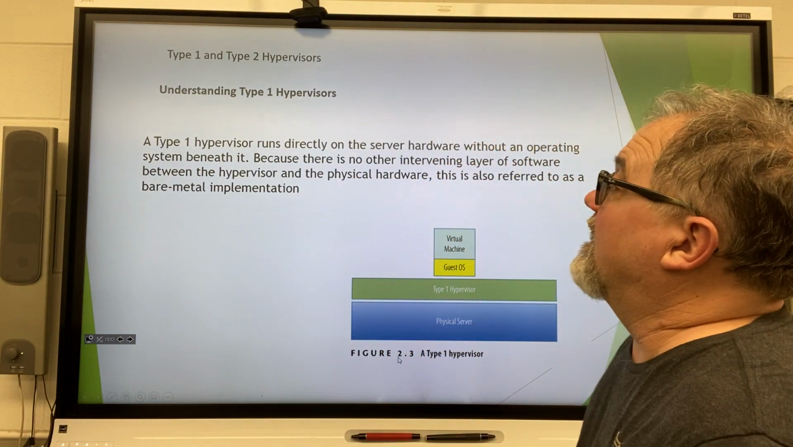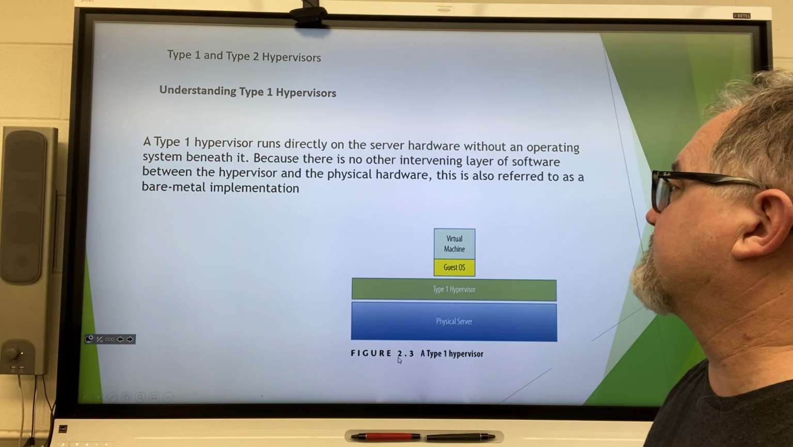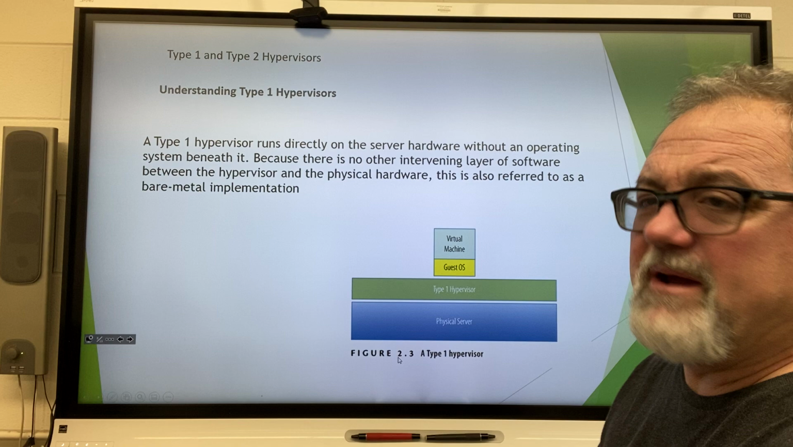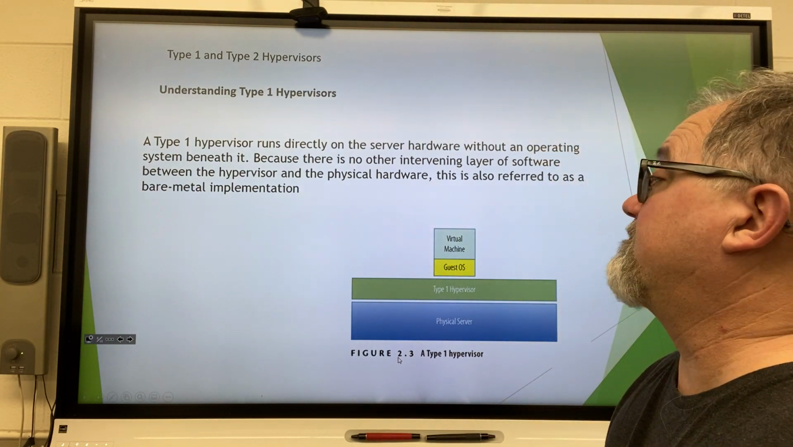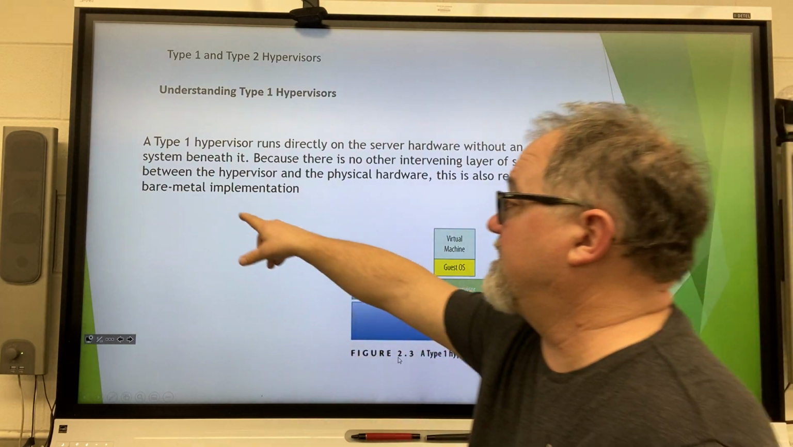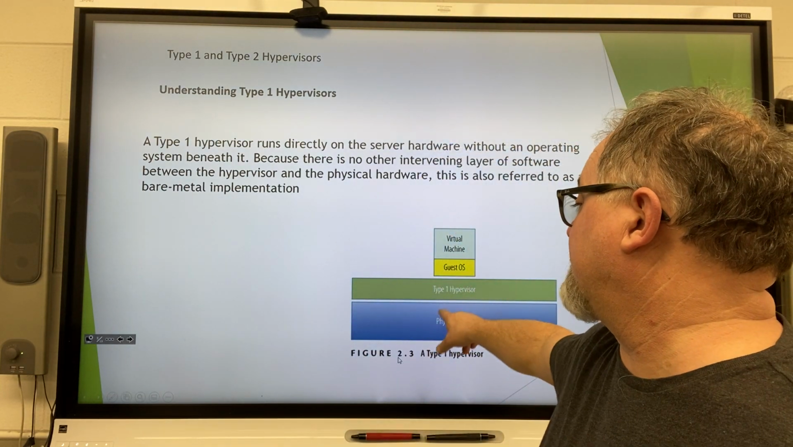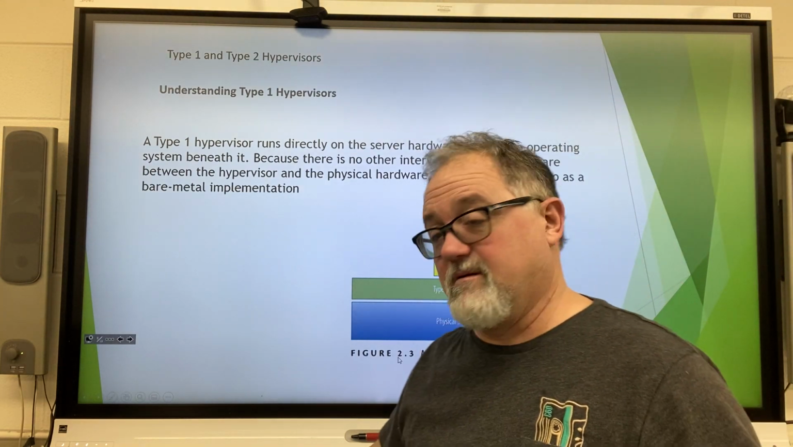All right. Type 1 and type 2 hypervisors, so understand the hypervisors. Type 1 runs directly, as I just said, on the server. Some people call it a bare bones hypervisor or bare metal implementation. Bare metal is another thing they call it. And so this is the physical server. You just saw that diagram again.